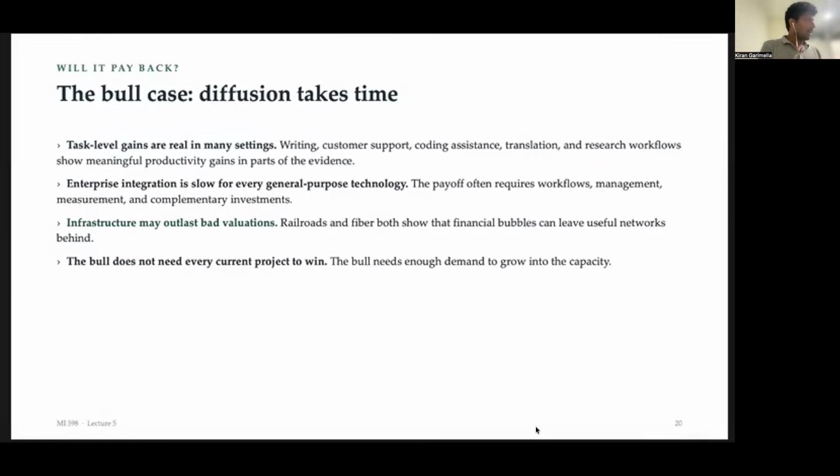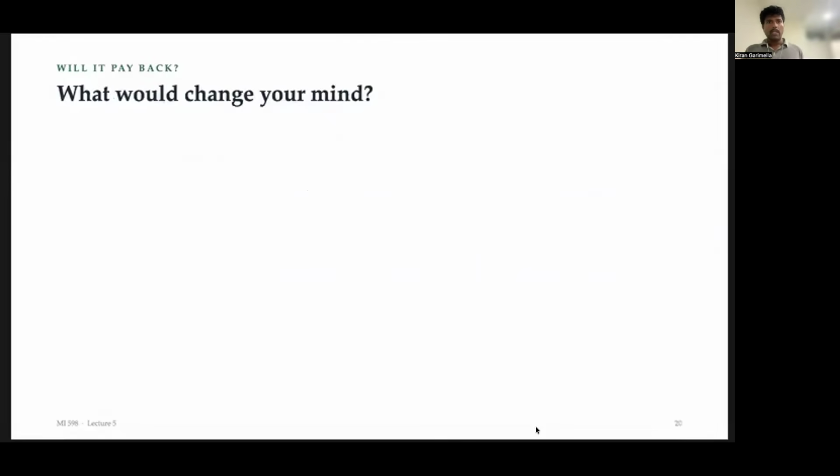So what we're building, if we can find the demand for that capacity, then I think we should be good. Okay, so I think now is a good time to just pause.